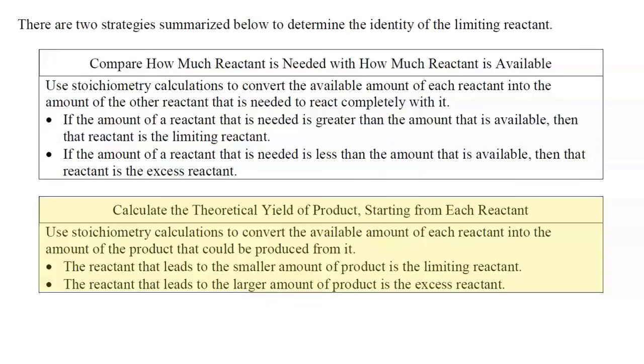So again, that second strategy is you use your stoichiometry calculations to convert the available amount of each reactant into the amount of product that could be produced from it. And again, if there's more than one product, then you just pick one and be consistent. The reactant that leads to the smaller amount of product is the limiting reactant, and the reactant that leads to the larger amount of product is the excess reactant.